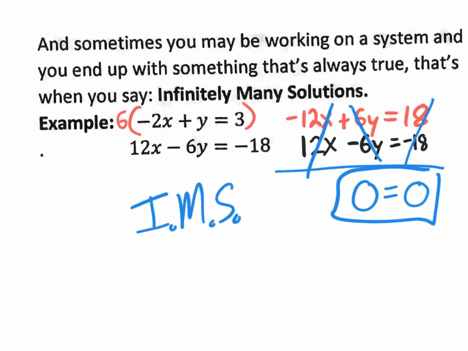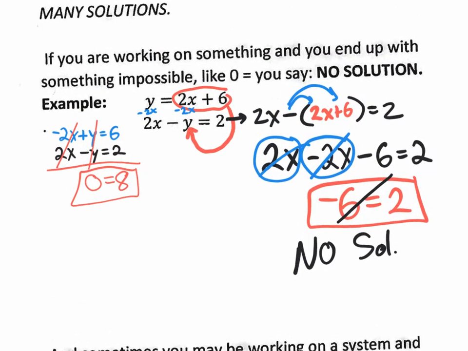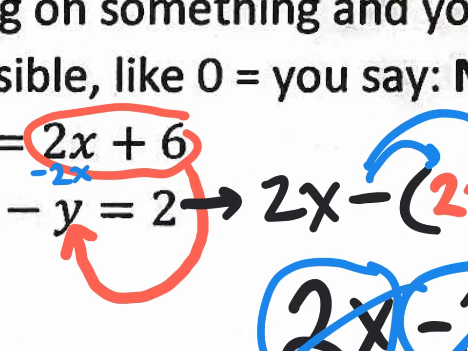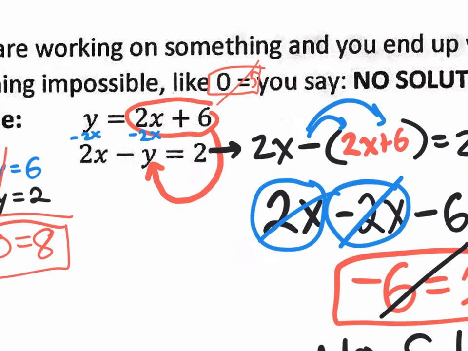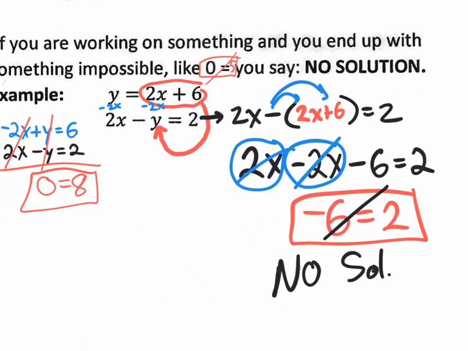And of course, that's what it says up here on the notes, that if you end up working on a system and you end up with something that's always true, like 0 equals 0, you say infinitely many solutions. If you're working on something and you end up with something that's impossible, oh, by the way, there's a typo right here. It should be like 0 equals 5. If there's something impossible, you say no solution, right? So over here we got negative 6 equals 2. That's impossible. You say no solution.